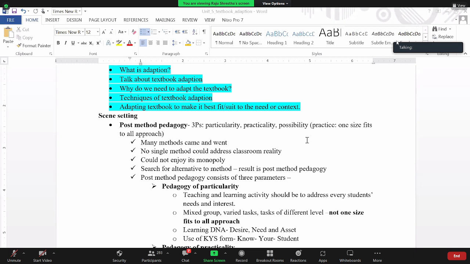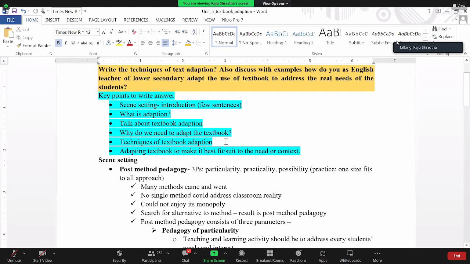This is unit 5. Then we are talking about curriculum, overview of lower secondary English curriculum. We discuss curriculum part, overview of curriculum, different elements of curriculum. Then we discuss textbook also. Then now we shift towards the teacher's guide.